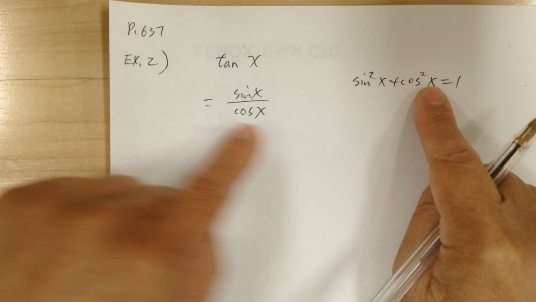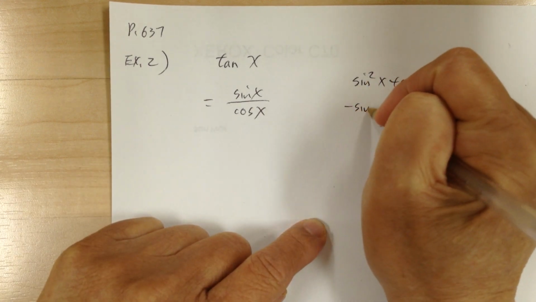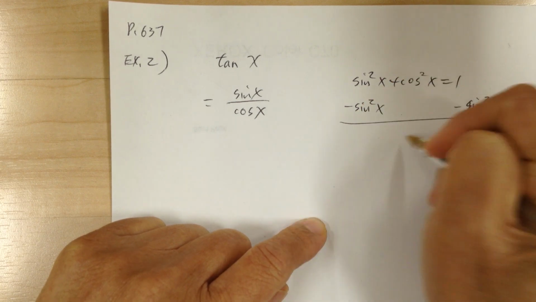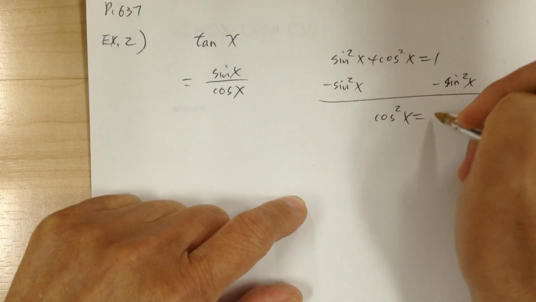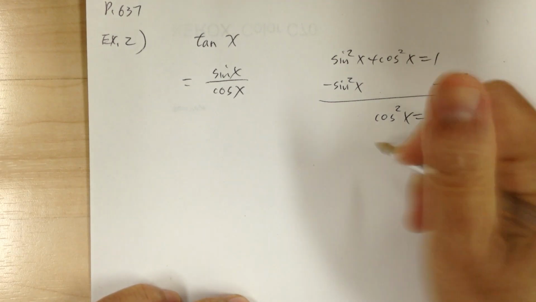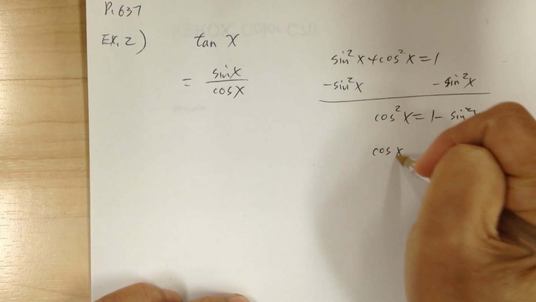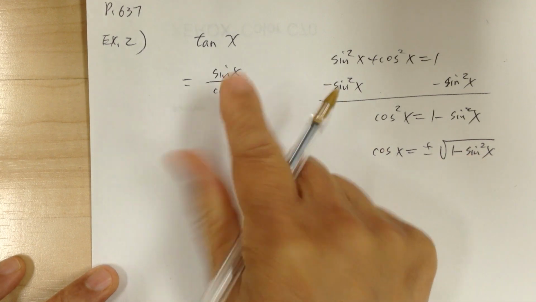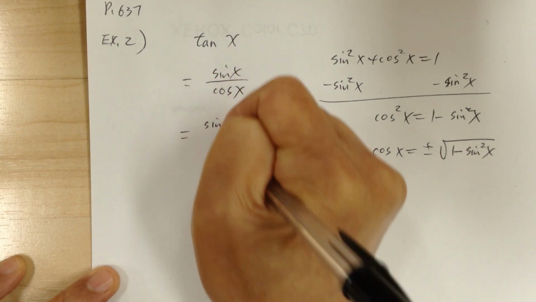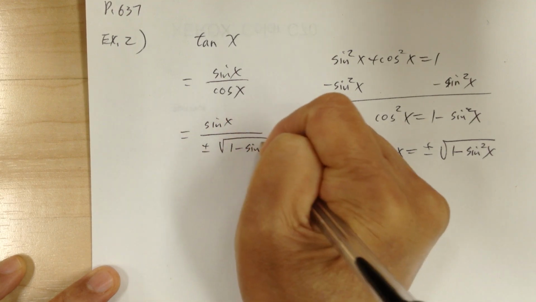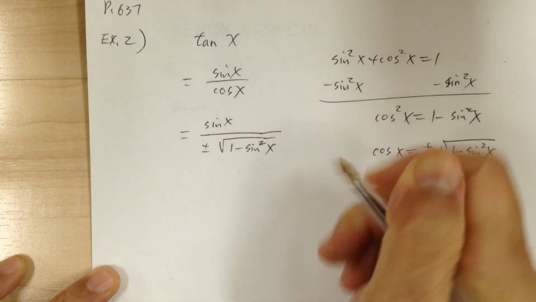So you want to solve for cosine, so you can substitute into here. Minus sine squared x on both sides. So you get cosine squared x equals 1 minus sine squared x. Then you take the square root on both sides. So cosine x equals plus or minus square root of 1 minus sine squared x. Then you substitute this into here. So tangent x equals sine x over plus or minus square root of 1 minus sine squared x. And that's it.